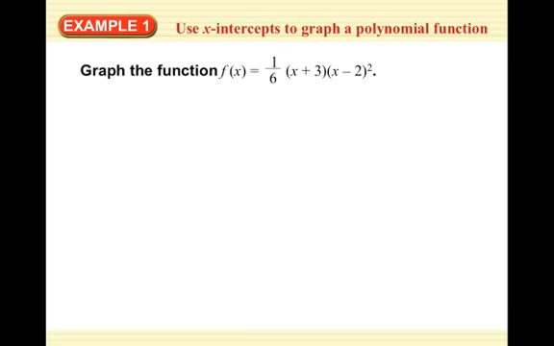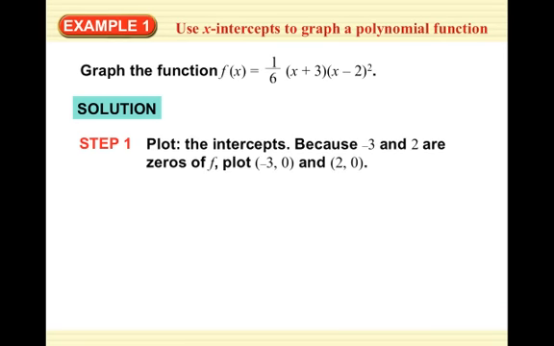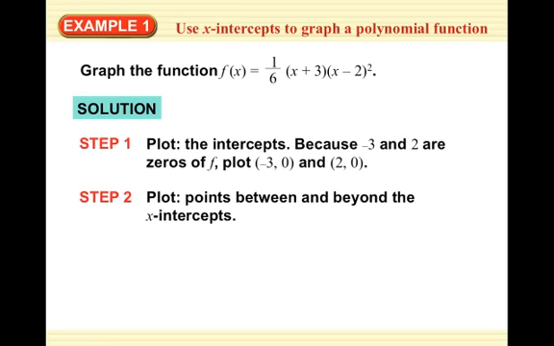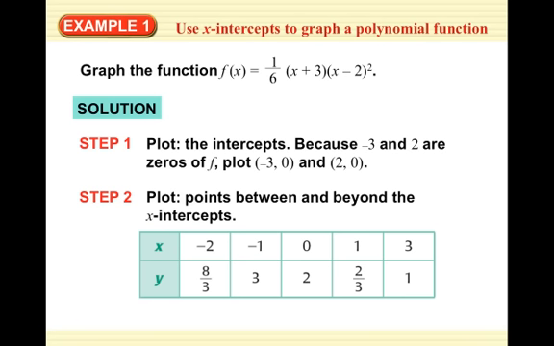Alright, we're going to graph f of x equals 1/6 times x plus 3 times x minus 2 squared. The first step for this is plot the intercepts. Because negative 3 and 2 are zeros of f, plot negative 3, 0 and 2, 0. Step 2. We're going to plot points between and beyond the x-intercepts. First, we're going to try to get some values in between and among the zeros so that we can know what's happening in the middle of the graph.